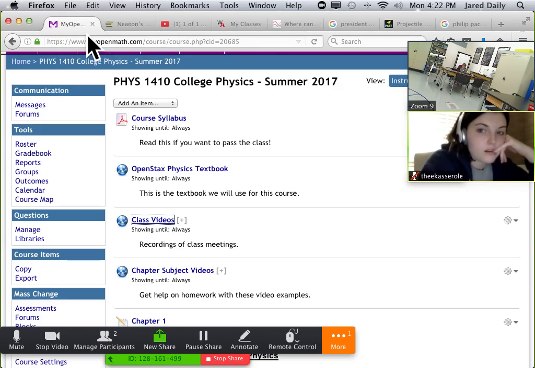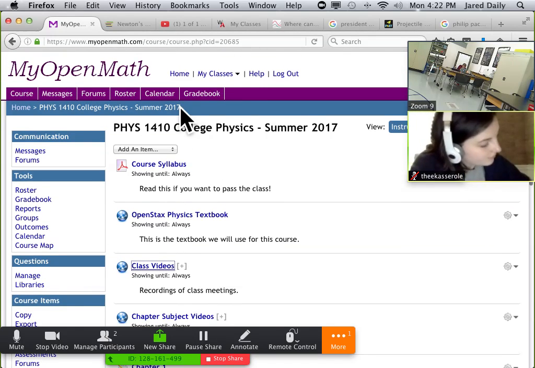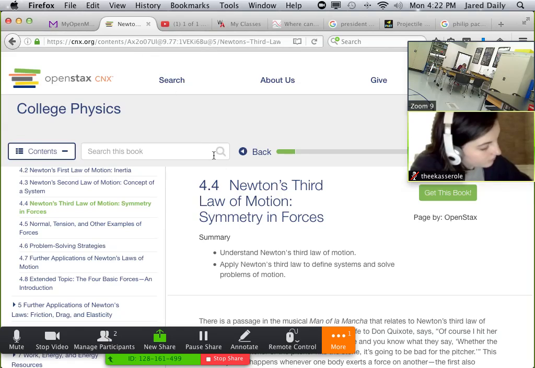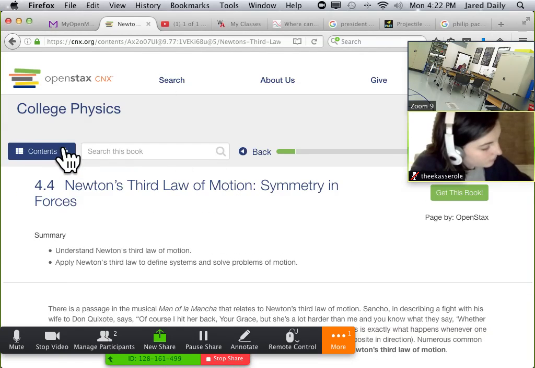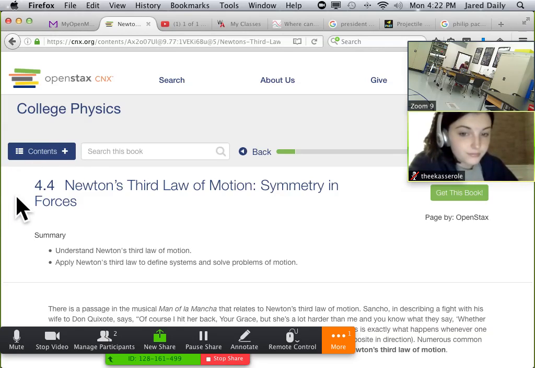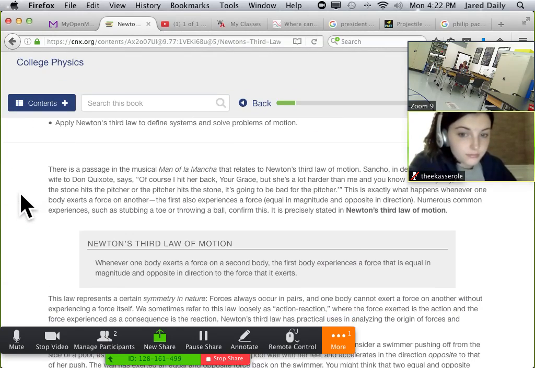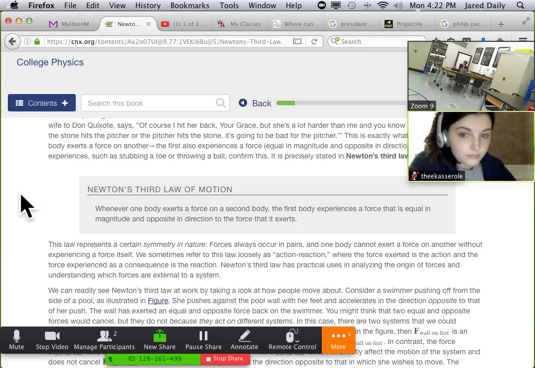Okay, so moving on to Newton's third law. So what is Newton's third law? Newton's third law is kind of weird. Normally, when we have something that we experience a lot in our lives, we tend to understand it better in the classroom. But in the case of Newton's third law, that's not really true.